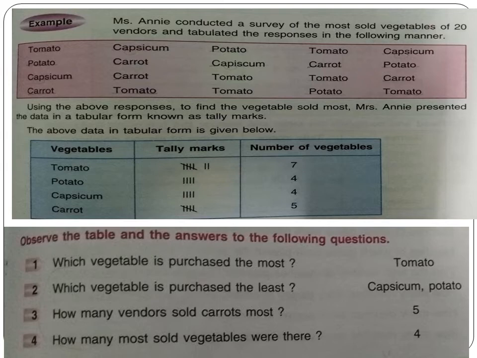Next, how many vendors sold carrot most? It is 5. How many most sold vegetables were there? So how many most sold vegetables were there? It is 4. What are they? Tomato, potato, capsicum and carrot. This you have to copy in your maths class work, marked with today's date, and you have to do it very neatly.